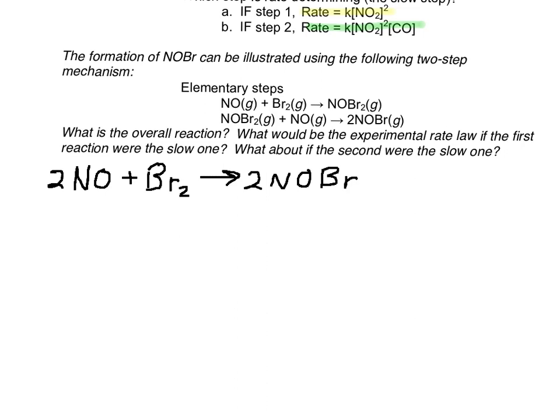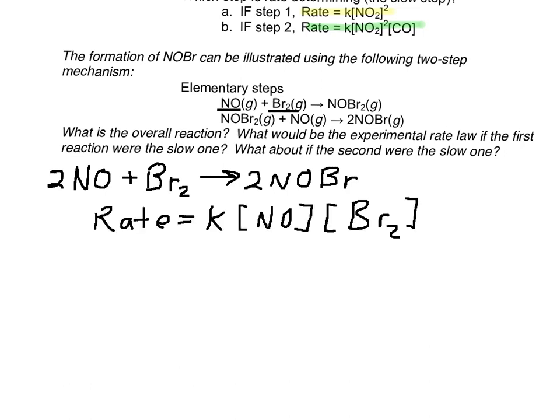Now let's take a look at the second question. What would the experimental rate law be if the first reaction were the slow one? Let's try that one. So if your first reaction was a slow one, it's just going to depend on these two reactants here. And so we're going to get this rate law here with just these two reactants. And then for our last question, what if the second step was a slow one? If the second step is a slow one, it's going to depend on your second reactants without your intermediate plus your first reactants. So we get a rate law that looks something like this.